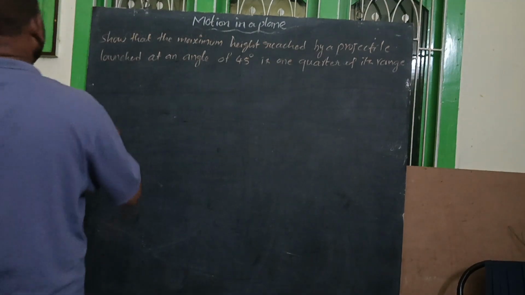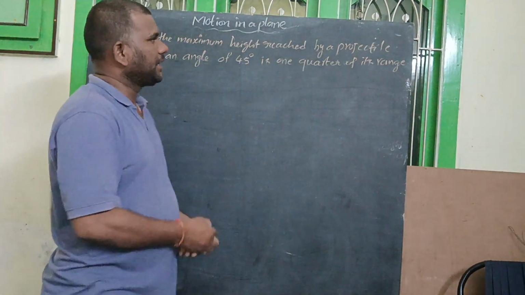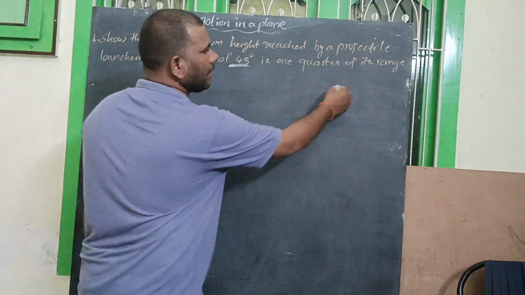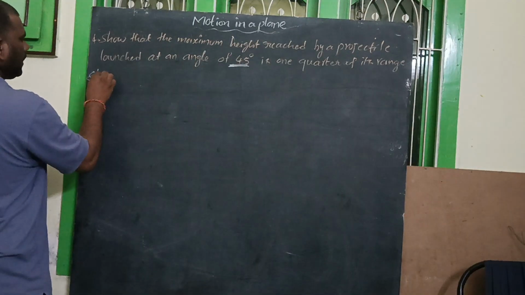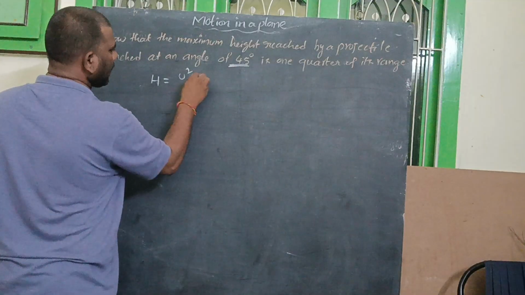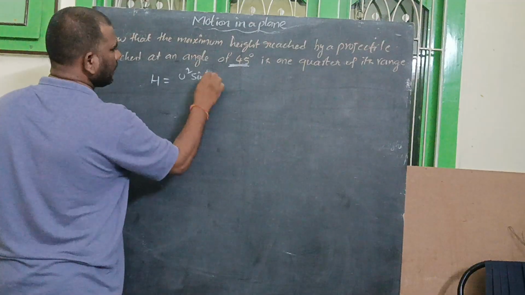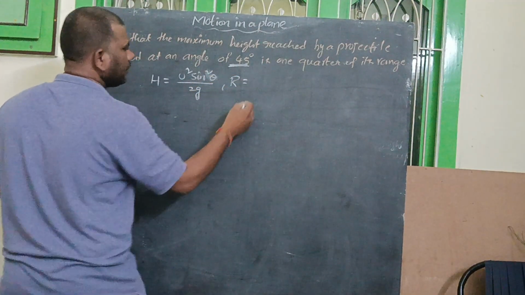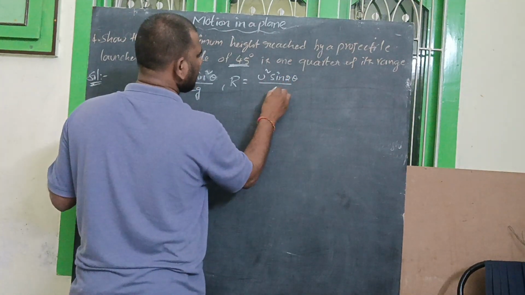Next question, a problem. Show that the maximum height reached by a projectile launched at an angle of 45 degrees is 1/4 of its range. We have to prove it is 1/4 of its range. Look at the solution. First, the maximum height formula is u square sin square theta by 2g. The range R is equal to u square sin 2 theta by g.